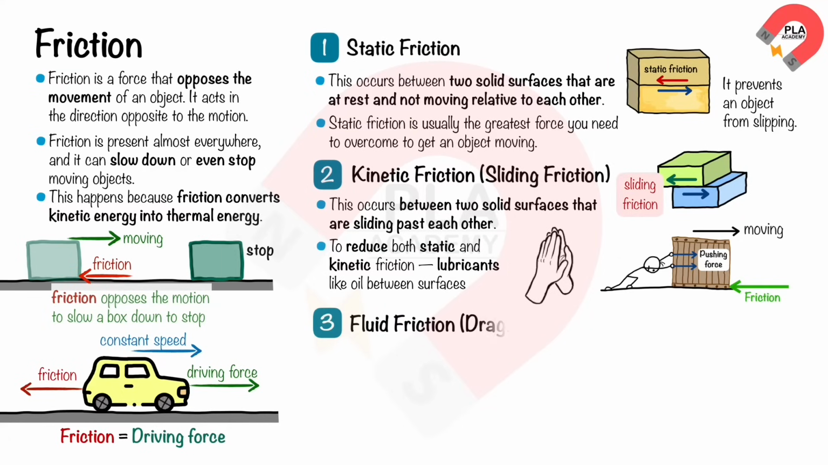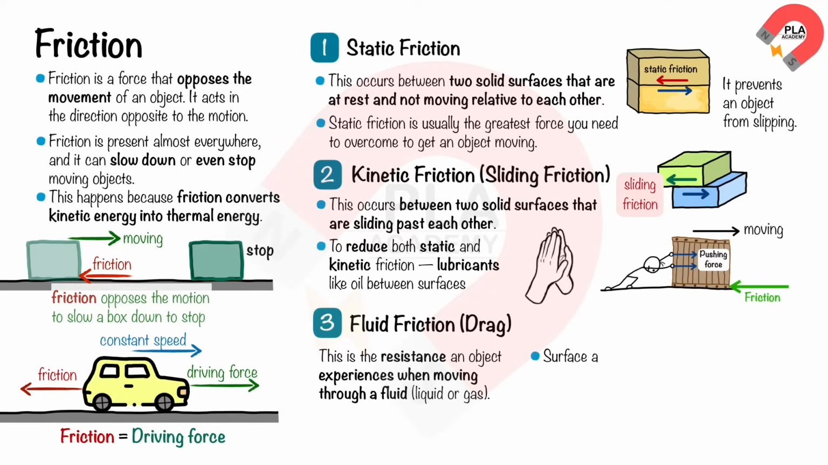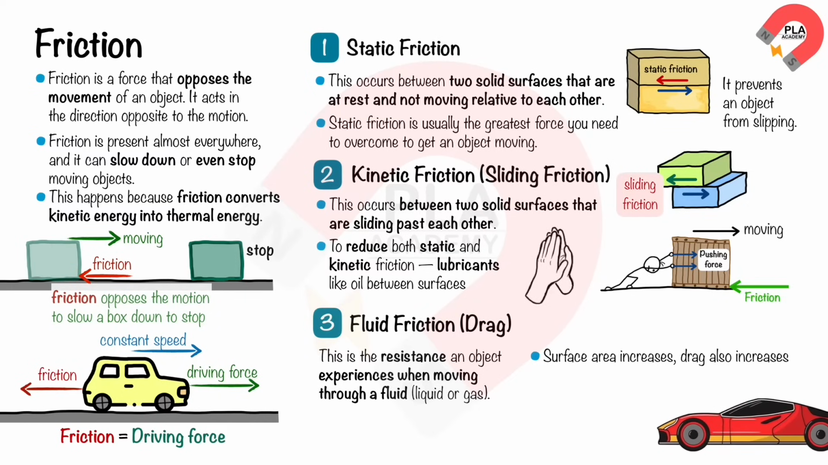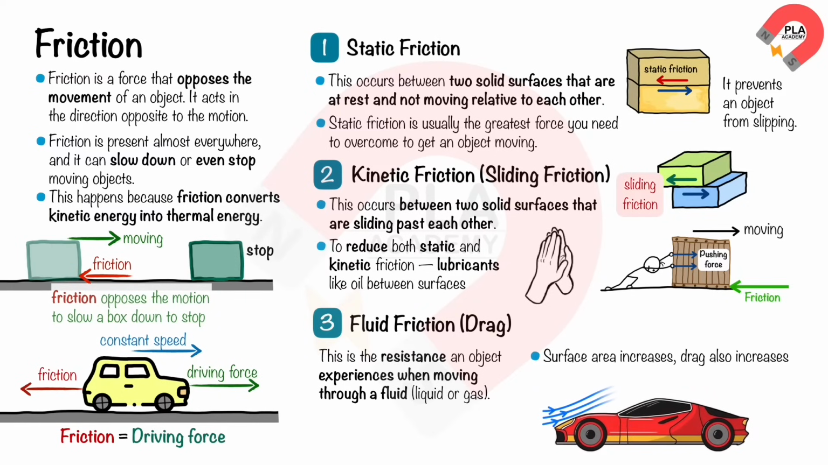Fluid friction, also known as drag. This is the resistance an object experiences when moving through a fluid, liquid or gas. There are two main factors affecting fluid friction. As the surface area of the object in contact with the fluid increases, drag also increases. Streamlined shapes, like those of race cars or boat hulls, experience less drag. This is because they deflect the fluid more smoothly, resulting in less resistance to the object's movement. As the object's speed increases, drag also increases.